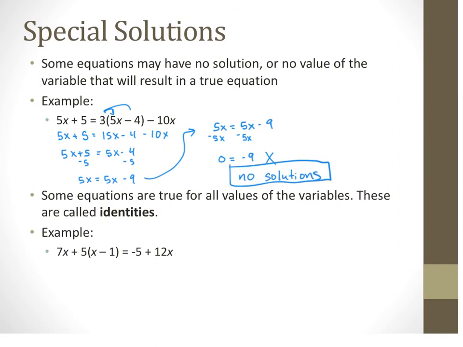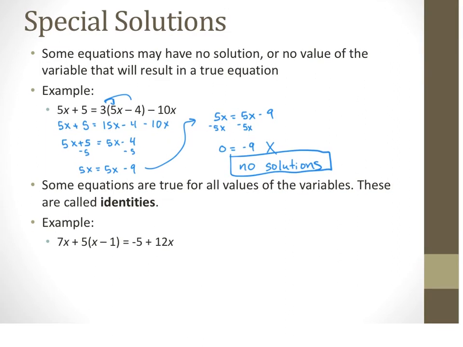The next one are called identities, and that's down here. So let's solve first, and then I'll explain what happens. So we have 7x plus 5x minus 5, and 5 plus 12x. Okay. Again, I have two variables on one side of the equal sign, so I'm going to combine like terms first before I move things around.